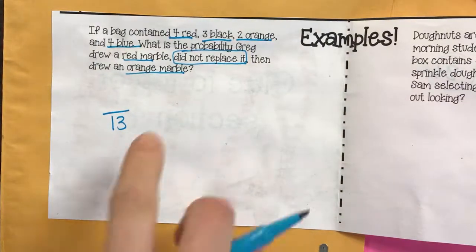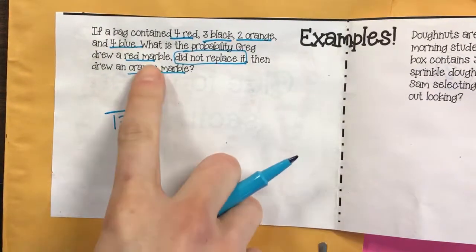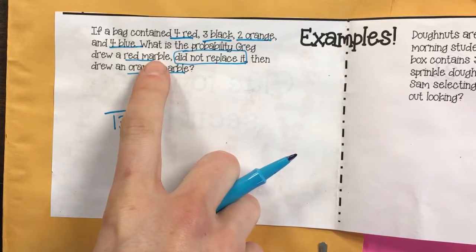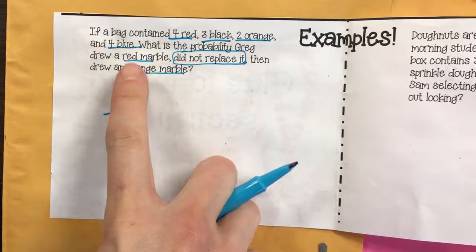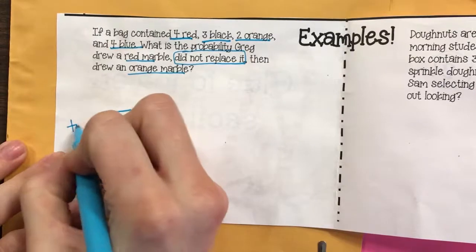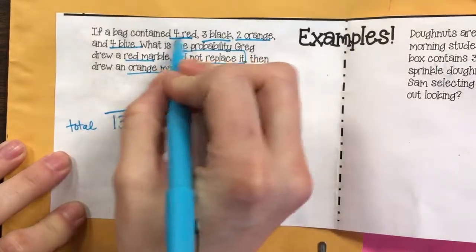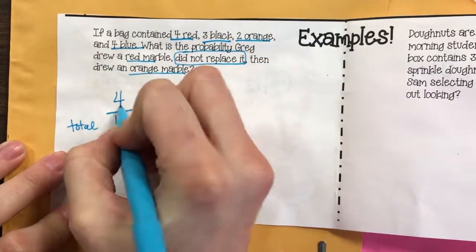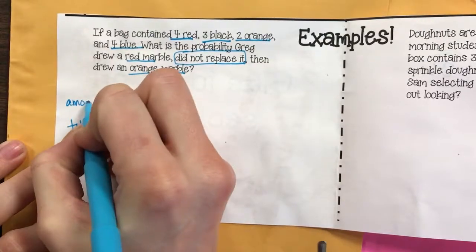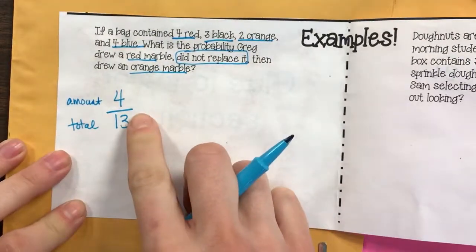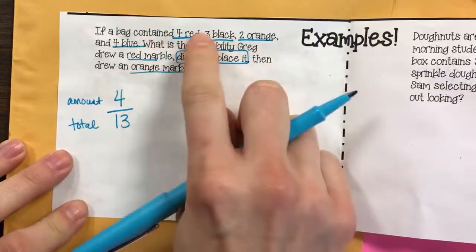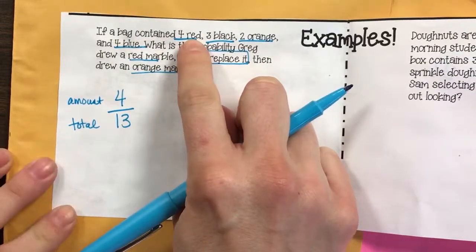So we want to have our first ratio. Our first probability is going to be the red marbles. So how many red marbles out of the total? There's 4 red, right? So we're comparing the amount to the total. We added all the marbles up, and out of those, there's only 4 red.